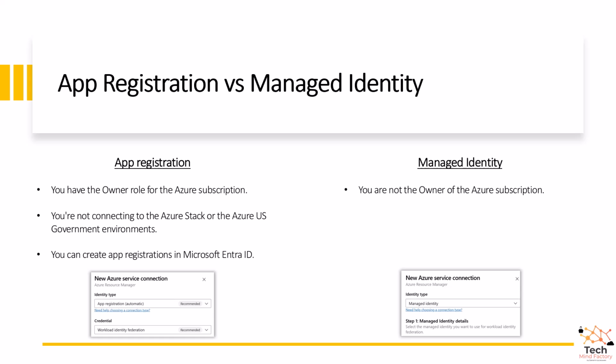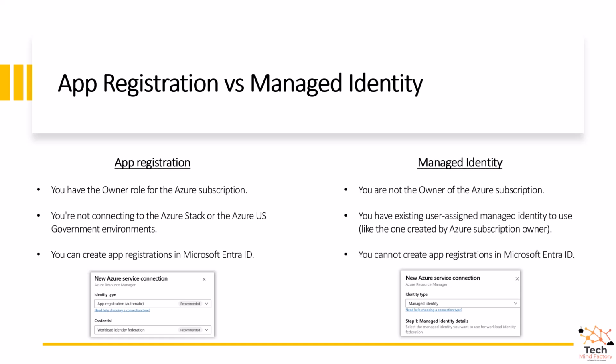So you can use managed identity when you are not the owner of the Azure subscription. You have an existing user-assigned managed identity to use, like the one created by the Azure subscription owner for you. And also, you cannot create app registrations in Microsoft Entra ID. So basically, if you cannot create app registrations in Entra ID and you are not the owner of the Azure subscription, you can ask an administrator to create a user-assigned managed identity for you inside a specific resource group, let's say, and you will have permissions to deploy to this resource group with this managed identity from Azure DevOps.